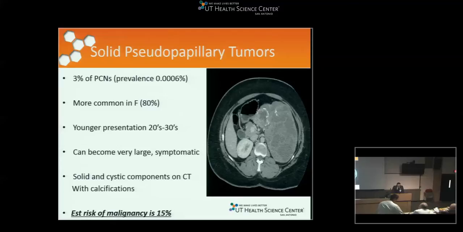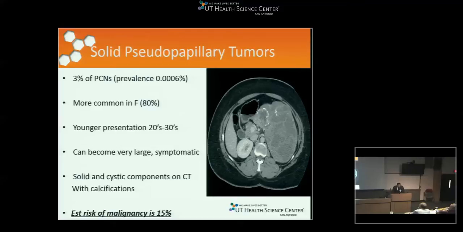In addition to serous cystadenomas, solid pseudopapillary tumors are included in non-mucin cysts of the pancreas. They account for 3% of all PCNs, making them an exceedingly rare tumor with a prevalence in the population of well less than 1%. Although they are also more common in females, they have a much younger presentation than other cystic neoplasms of the pancreas and can become very large and symptomatic.